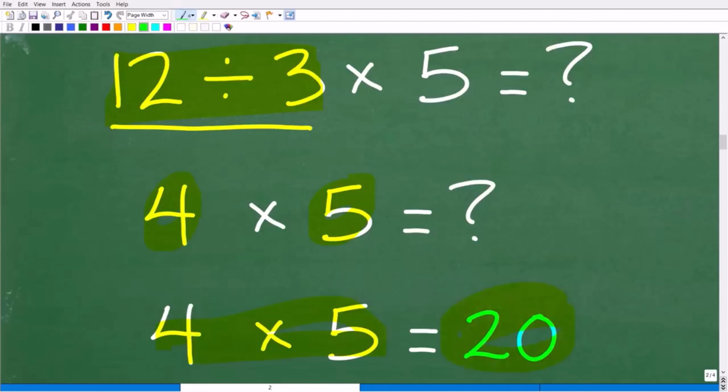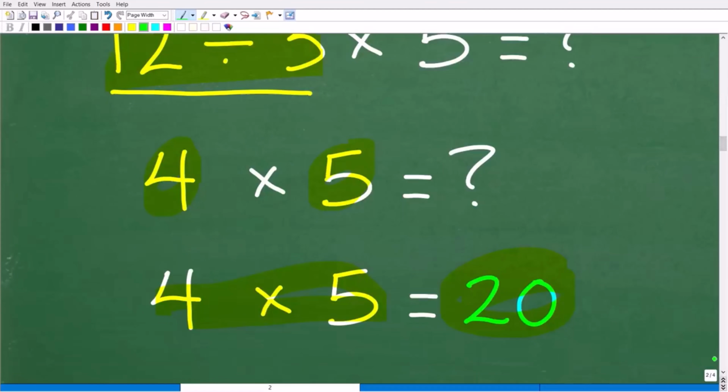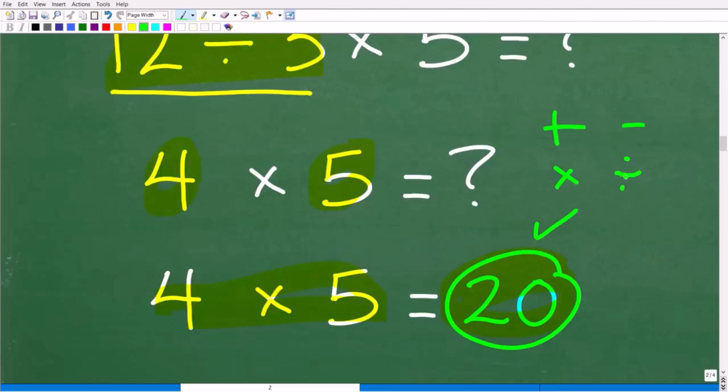Okay, so again, we did all these sub-steps correct. What we did wrong here was the order. Okay, again, we're not doing the proper order of operations. So how do you know what the proper order of operations is? Well, I'm going to explain this right now.